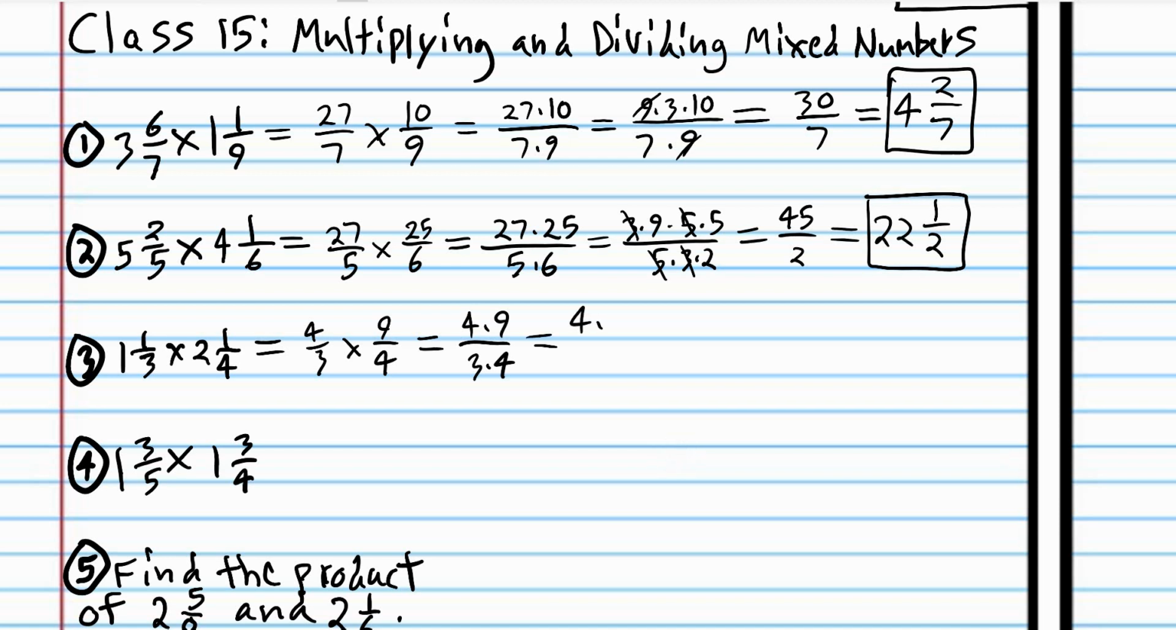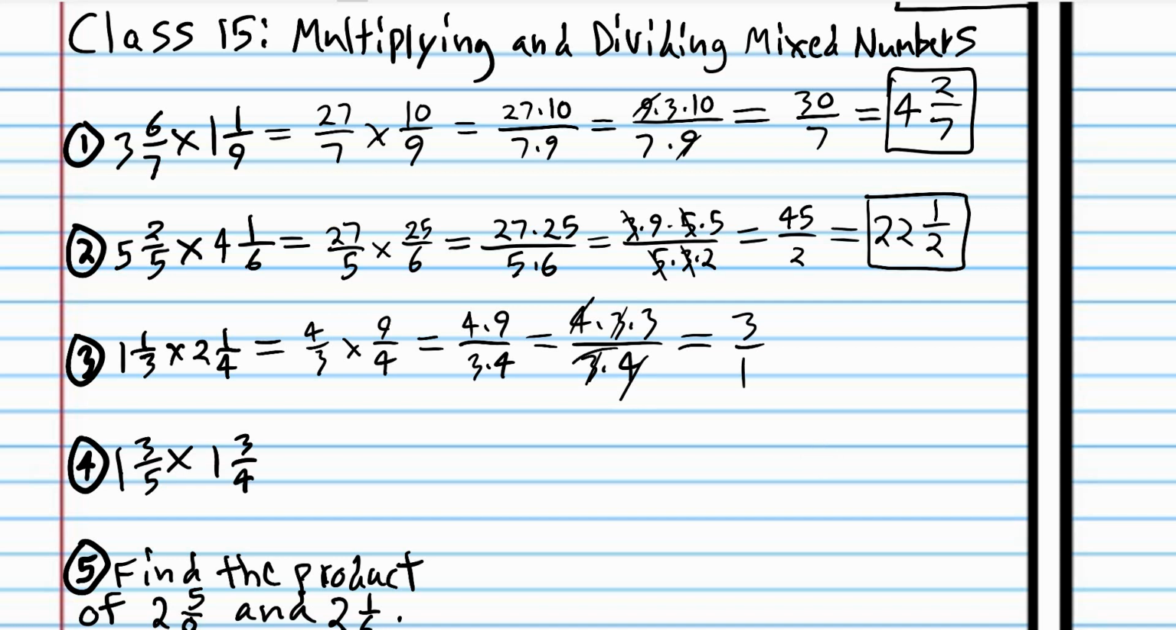So we have 4 times 3 times 3, over 3 times 4. So we factored 9. 9 became 3 times 3. So the 4's cancel out, and there's only one 3 in the bottom. So only one 3 in the top can cancel out. So you're left with 3 over 1.